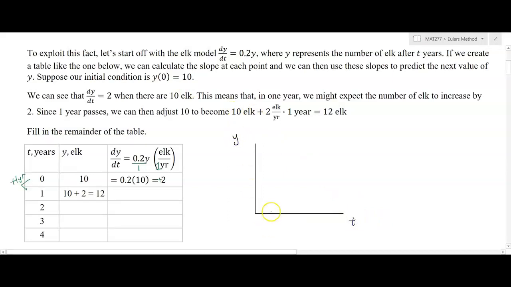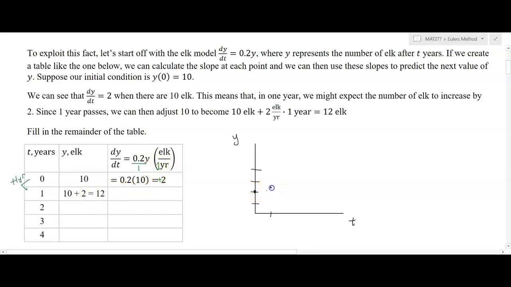Okay, so at t equals 0, we said that there were 10 elk. Maybe I'll count in fives: 5, 10, 15, 20. So there were, at time 0, 10 elk. Now I assumed that 2 elk per year is a constant rate of change.